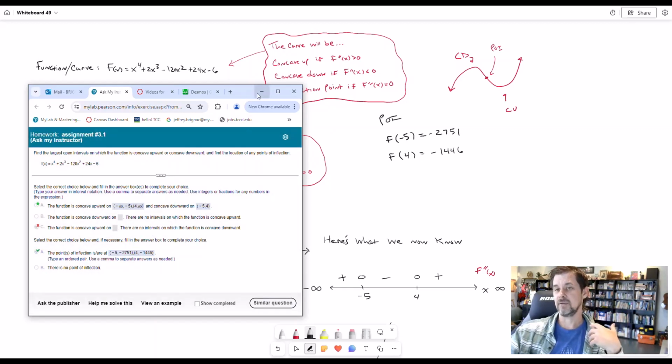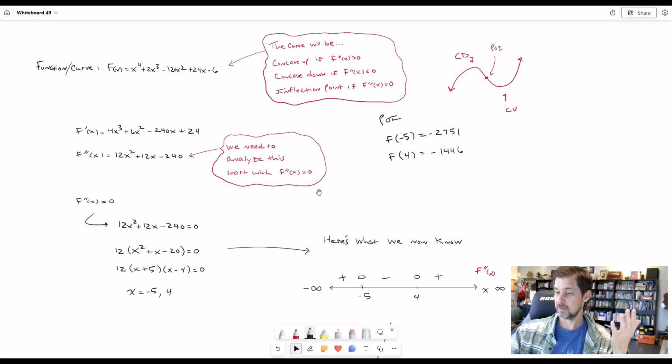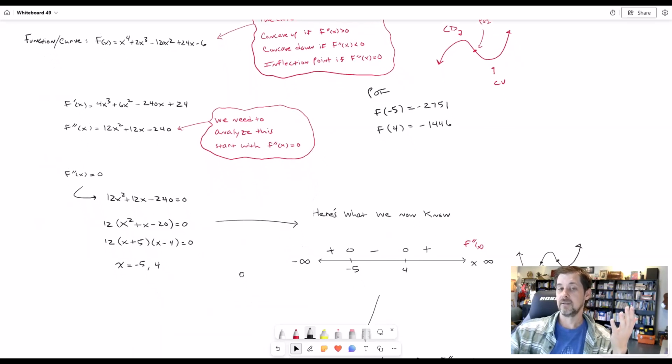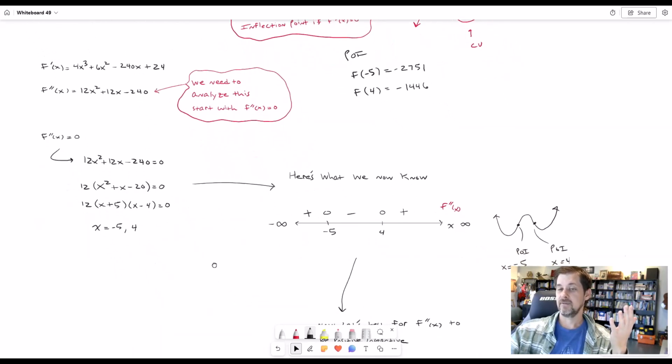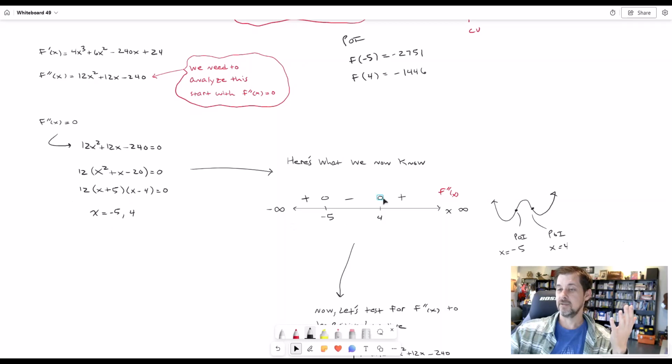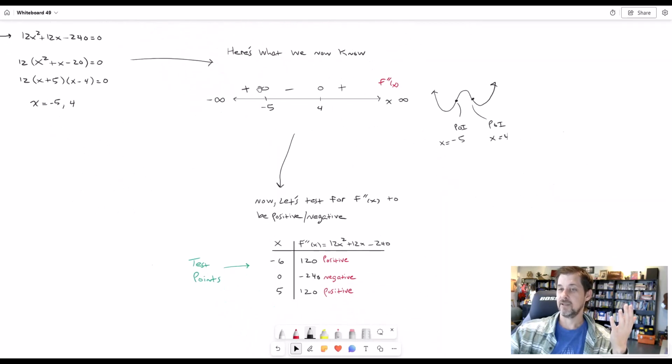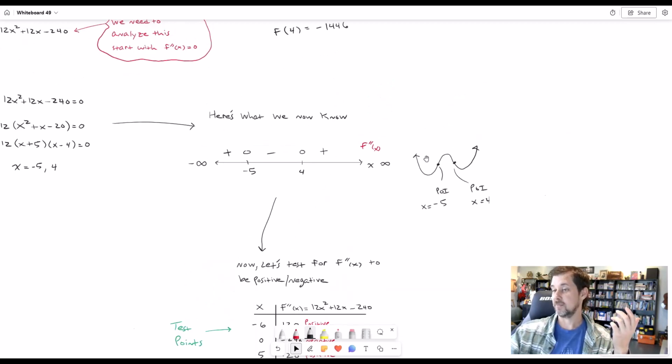Now, okay, so that's the whole procedure for doing this. Find the second derivative, figure out where it's 0, find some test points in between or outside of your 0 points. Okay, just plug some numbers in, see what you get, positives and negatives, and then you've got this chart that roughly describes the shape of the graph: concave up, concave down, concave up.